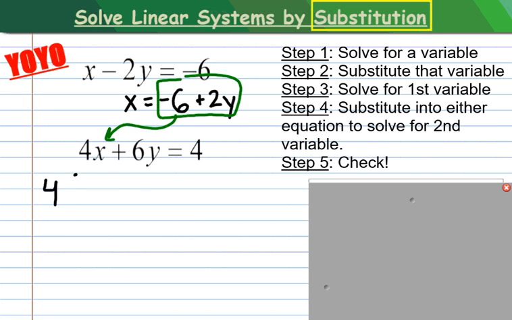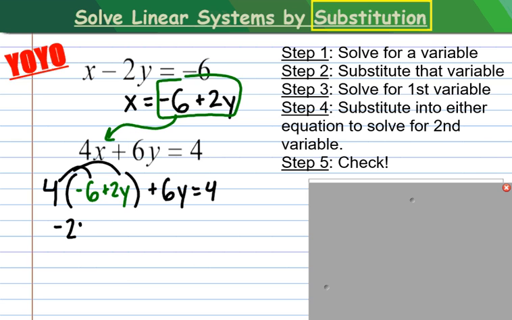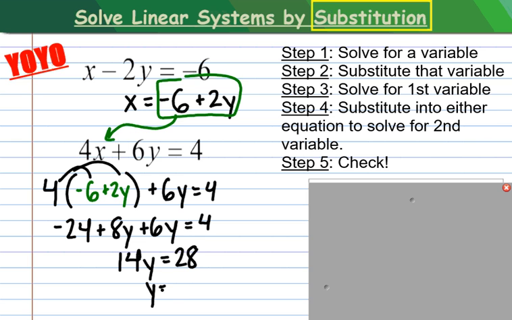So I got 4. Instead of writing x, I'm going to write negative 6 plus 2y. Then I have plus 6y equals 4. I need to distribute. I'll get negative 24 plus 8y plus 6y equals 4. Combine these like terms, make 14y. Add the 24 over to the other side. I get 14y is equal to 28, which means y is equal to 2.